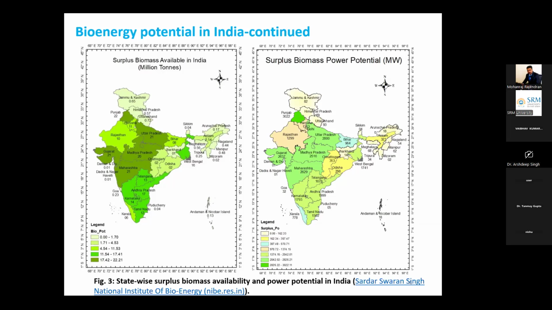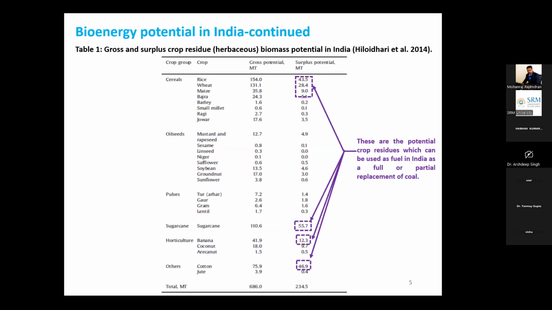When we use this biomass, the waste, or byproduct, of that process will be in the form of ash. Different types of agriculture residues are available in India, like from the cereal group, the oil seed group, pulses, sugarcane, and other horticulture crops like banana, coconut, jute, and cotton. Broadly, rice, wheat, sugarcane, and cotton are the potential crop residues which can be used as a fuel in India, as a full or partial replacement of coal.